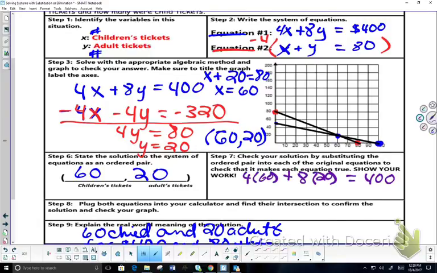What's 4 times 60? 240. What's 8 times 20? 160. What's 240 plus 160? So our answer is correct? So by now we've solved it algebraically, we've checked it algebraically, and we've checked it on a graph and solved it on a graph, so we've got it, right? Yes. Good with that?